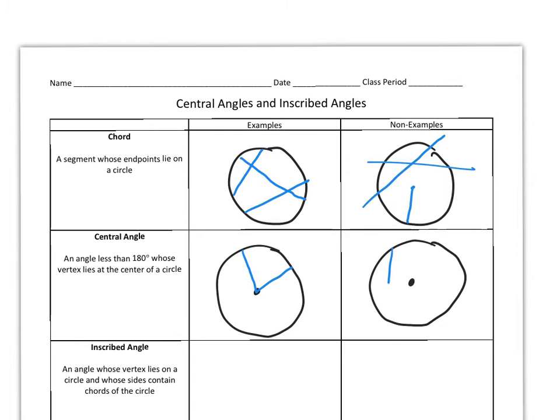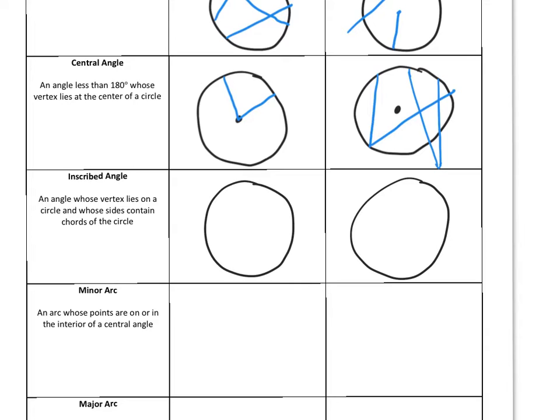So here is an inscribed angle. That's not central. You could also have an angle with its vertex outside of the circle. That would be a non-example. Earlier, I mentioned inscribed angles, and the vertex of an inscribed angle is on the circle. So here's an inscribed angle for you. Here's a non-example. This one, the vertex is outside of the circle.